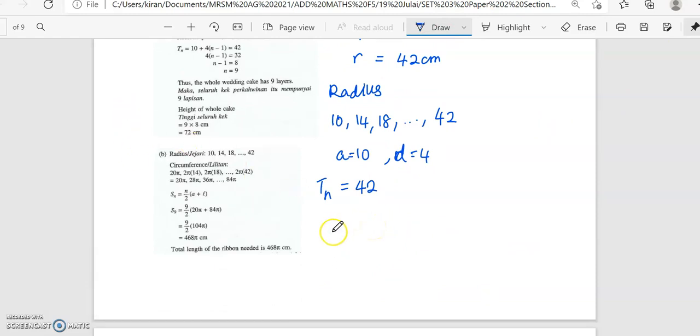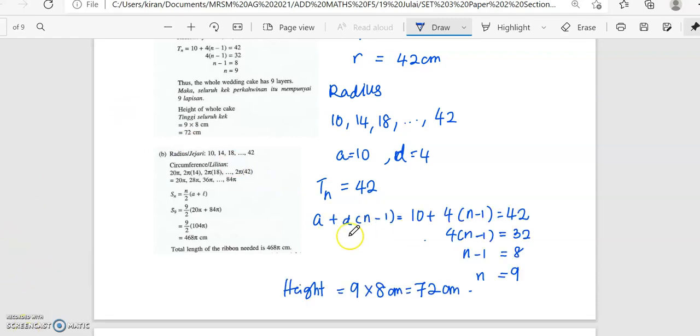So we masukkan dalam formula a plus n minus 1 d. Okay, so kita masukkan ke dalam formula term. Okay, jadi a plus d times n minus 1 equal to 42. And then you rearrange, and then you will get n equal to 9. Okay, so from this we know that there are 9 layers of cake, and each layer has the height of 8 centimeter. So the whole cake would be 9 times 8 equal to 72 centimeter.